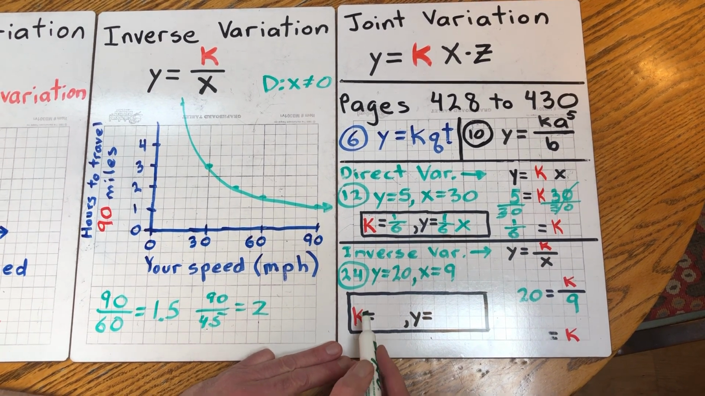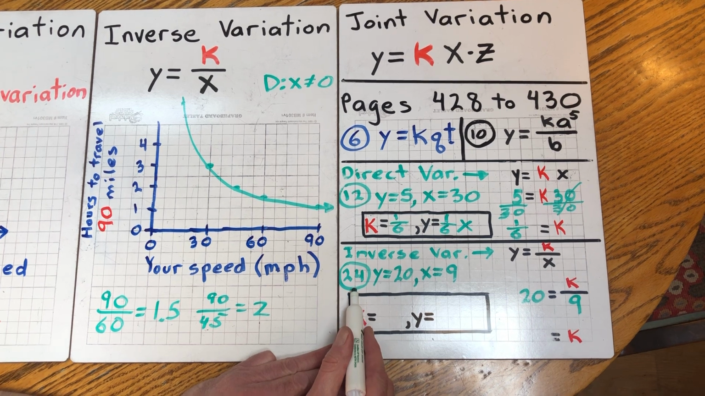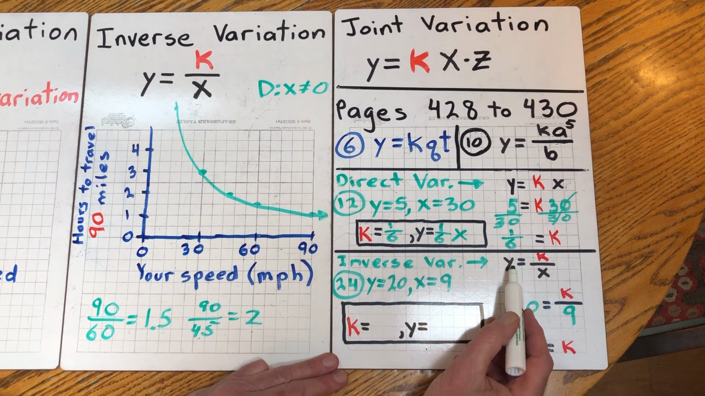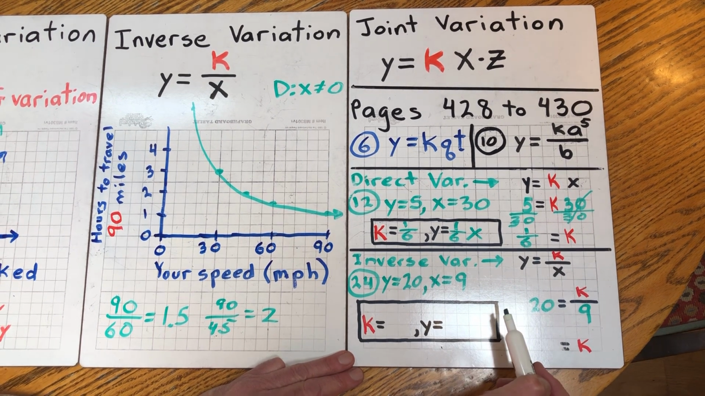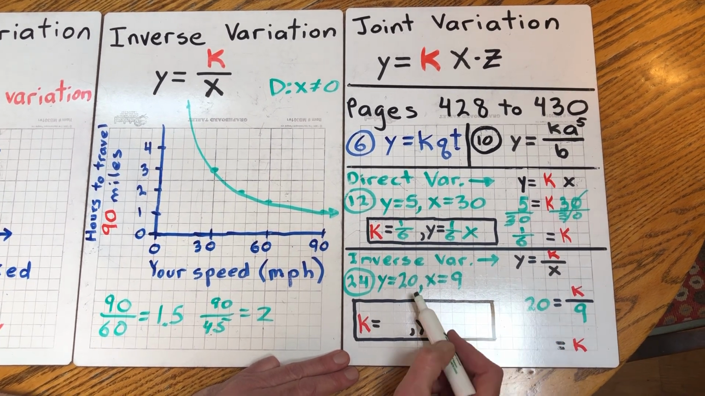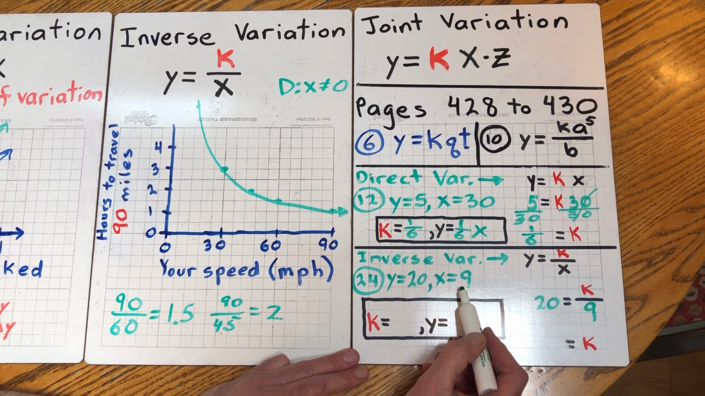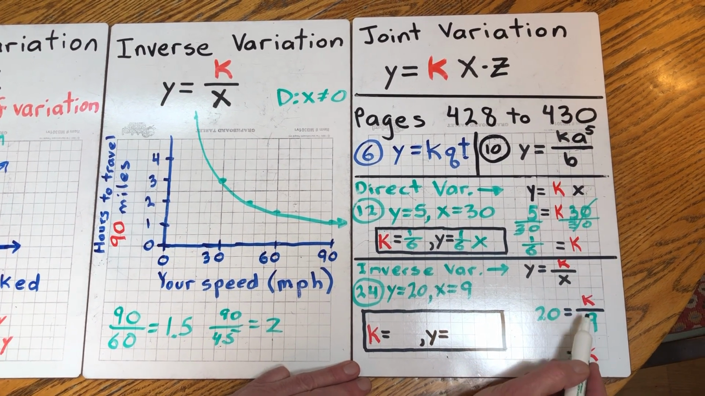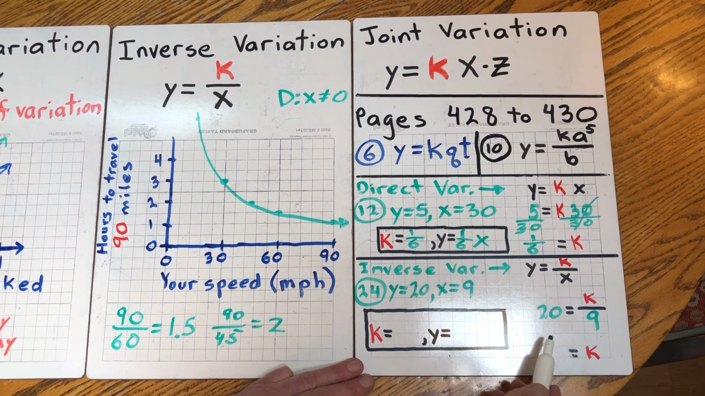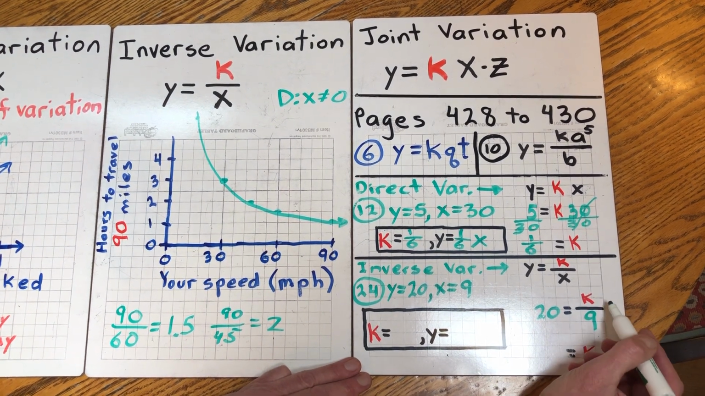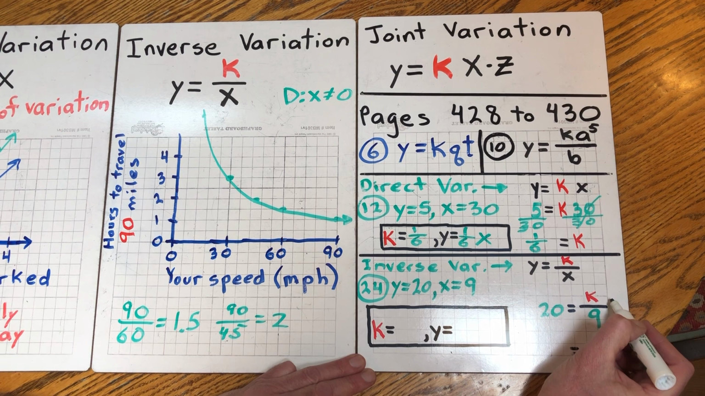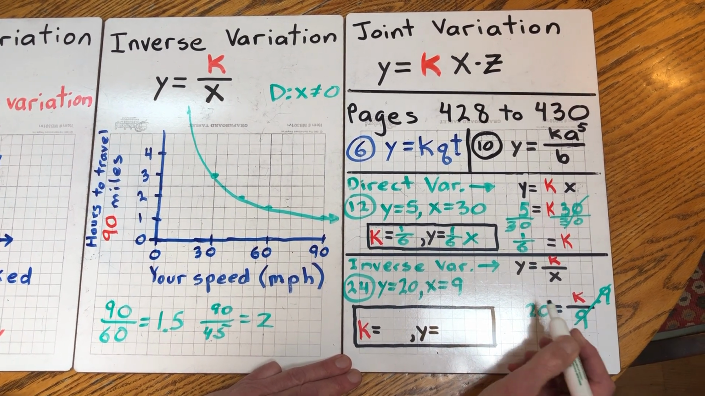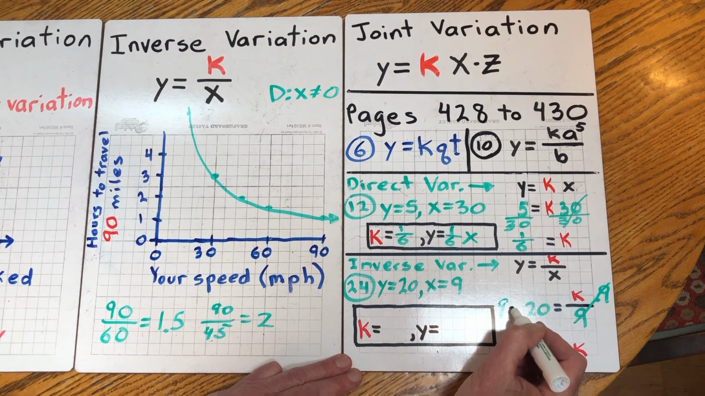Now, on a later problem, they tell you it's inverse variation. Okay, you write the appropriate equation, then you substitute in the correct values. In this case, y is 20, x is 9. You know how to solve that for k. If k has been divided by 9, you multiply by 9. And if you do it on one side, you do it on the other.